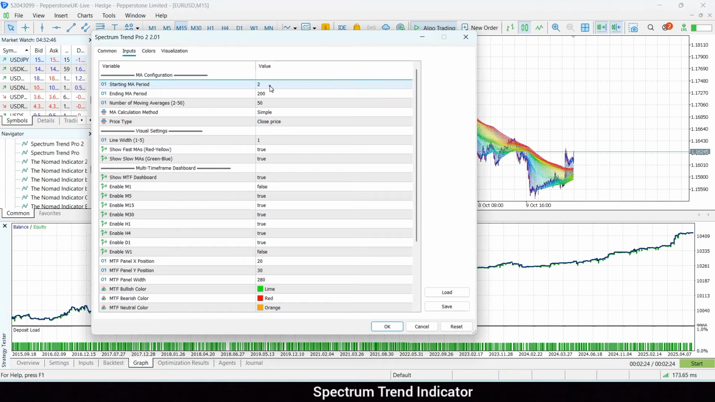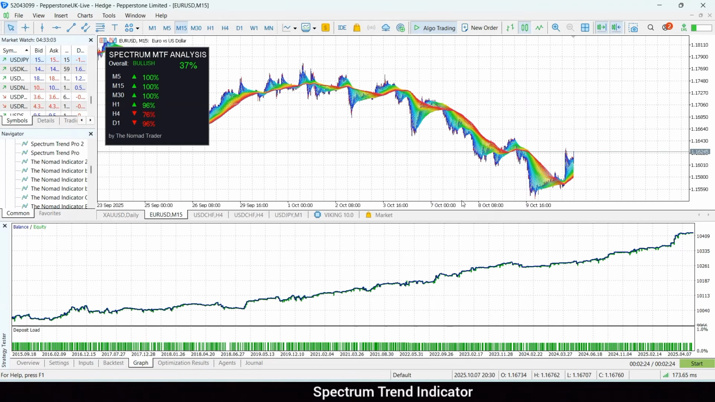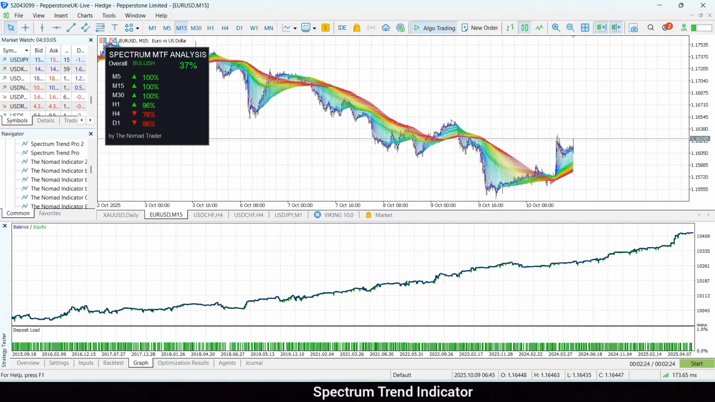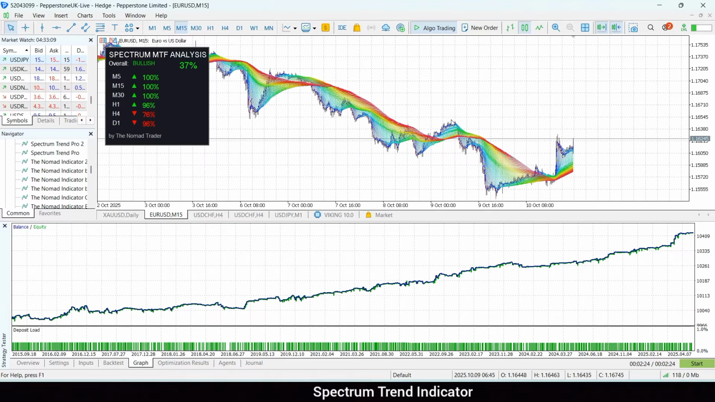For example, now I am using a starting point of 2 and an ending point of 100, but you can use, for example, 200, sorry, and you can use 100, and then it is a little bit more pegged because they are closer to each other.